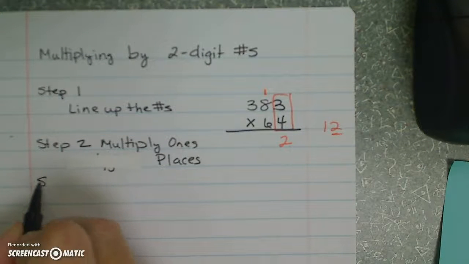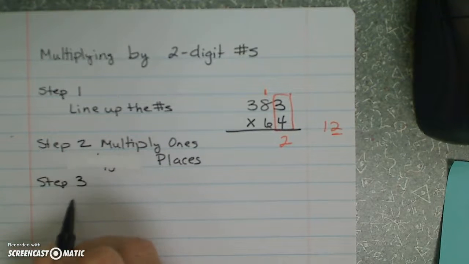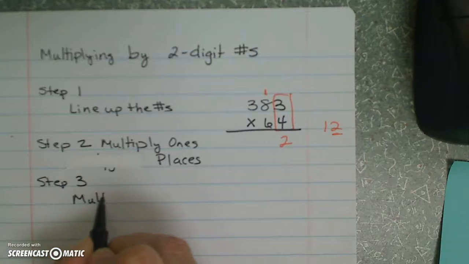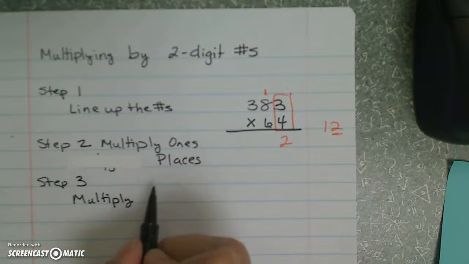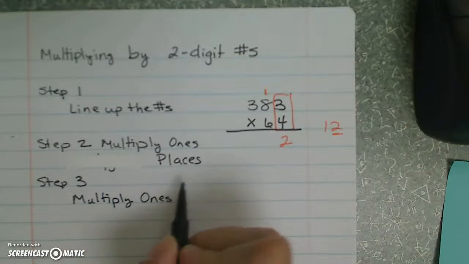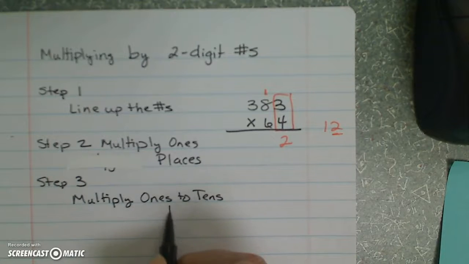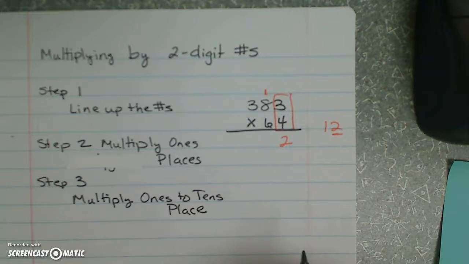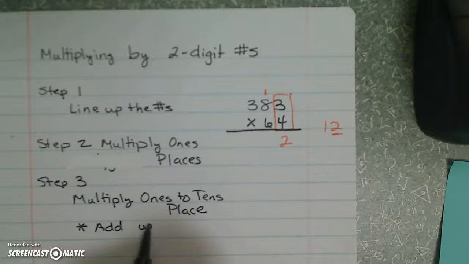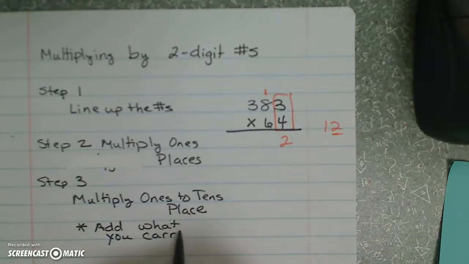Okay? And then my next step, and I'm going to change color for this, step 3, is we're going to multiply the ones to the tens place. Okay, and don't forget, this is important, that you add what you carried. So I'm going to do this in purple. Hopefully you can tell the color there.